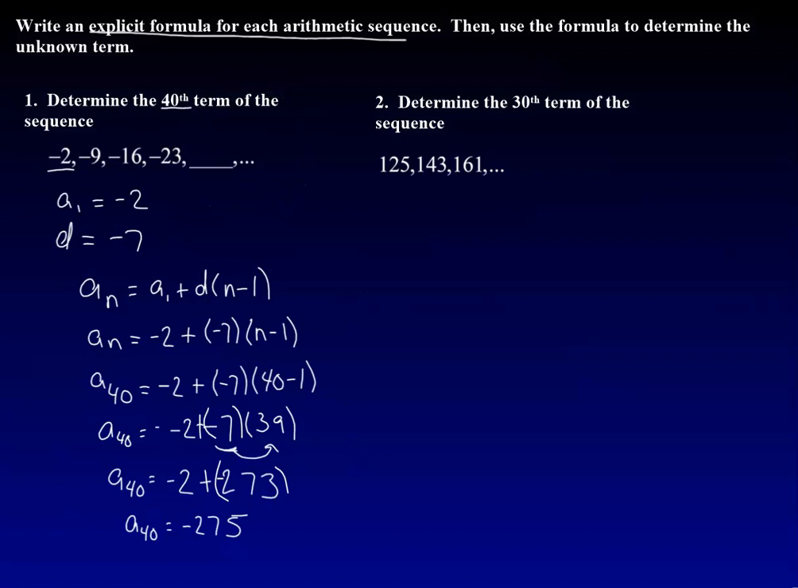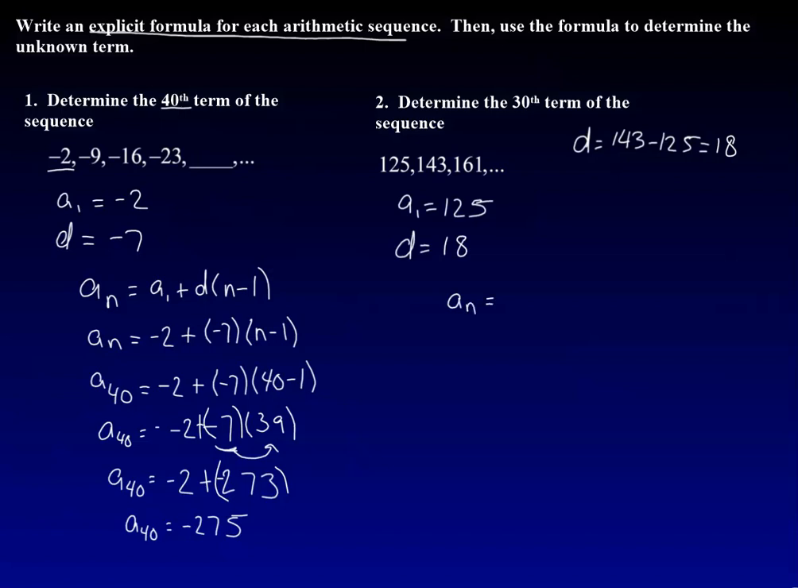All right, go ahead and pause it. I want you to try number 2 and then unpause it and check and see how you did. So again, we're looking for a sub 1, which is 125, because it's the first term, and we're looking for d. So to find d, again, we're going to take 143 minus 125, and that comes out to be 18.